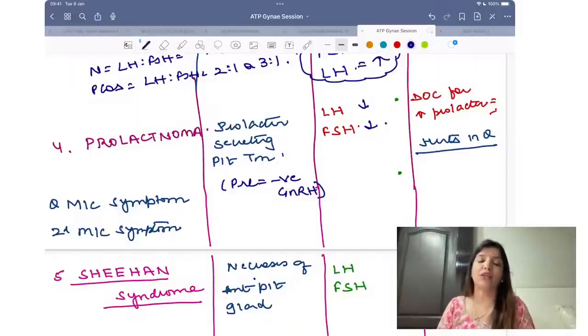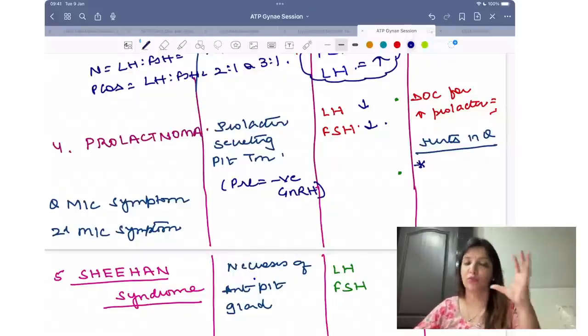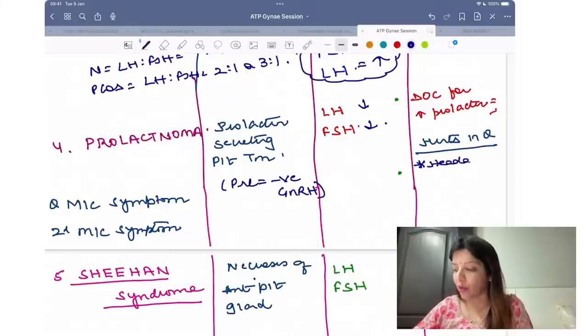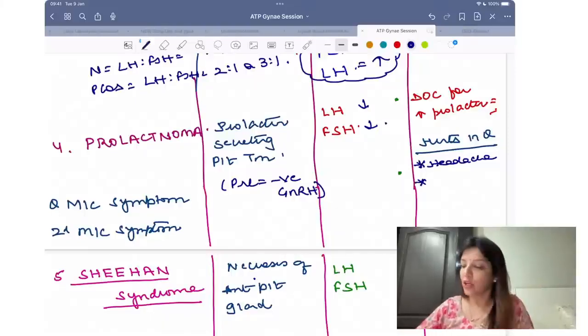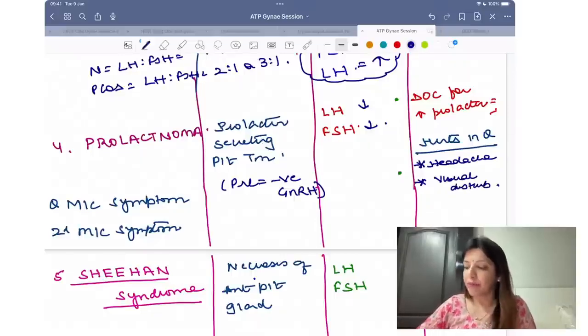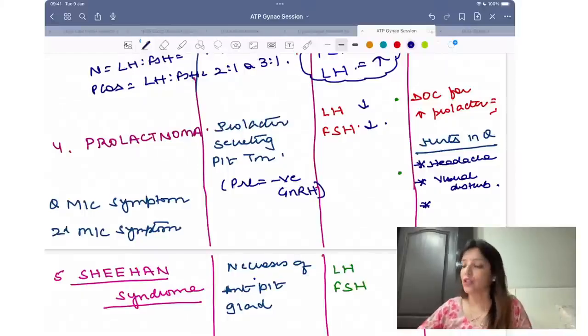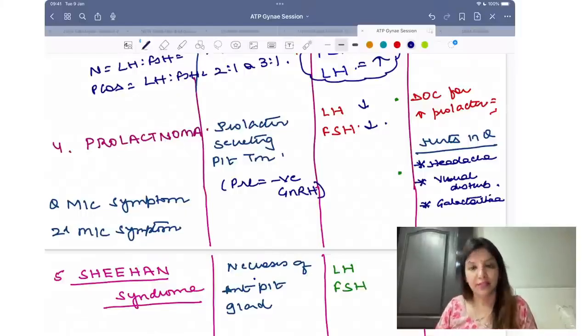Please remember, because prolactinoma is a prolactin secreting pituitary tumor, due to pressure symptoms the question will say the patient has headache, right? Because pituitary is very near to optic chiasma, the question will give visual disturbances. Because it is secreting prolactin, the question will give galactorrhea. Okay, whenever the question gives secondary amenorrhea with headache, visual disturbances, galactorrhea, that means they are talking about prolactinoma.